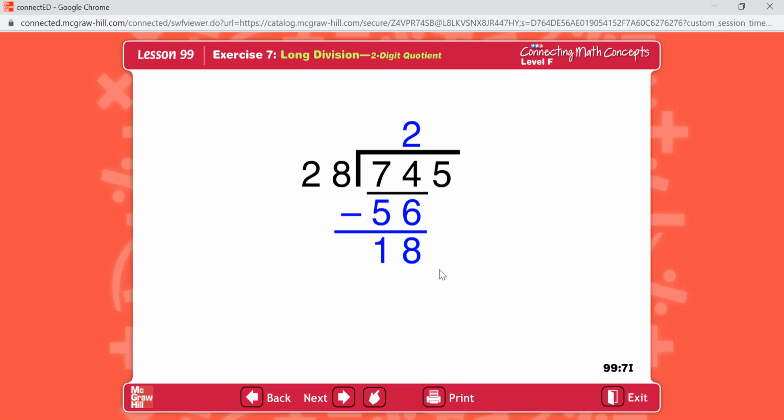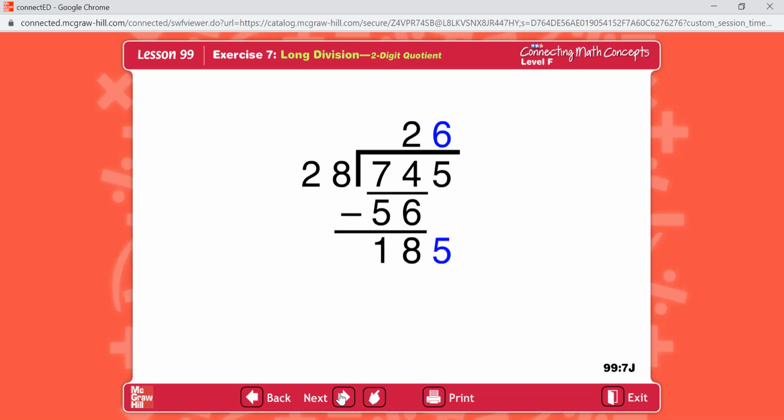You work the problem 185 divided by 28. The estimation problem for that is 19 divided by 3. 19 divided by 3 is 6. Here's what you should have for that part.